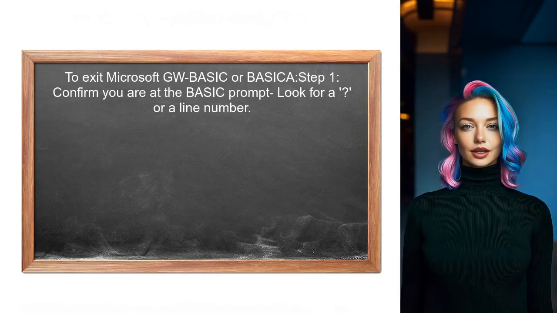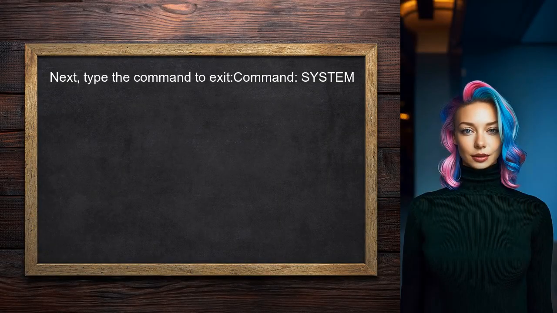To exit Microsoft GW-BASIC, IBM BASICA, or similar dialects of BASIC, the user should first ensure they are at the BASIC prompt. This is typically indicated by a question mark or a line number. Next, the user can type the command SYSTEM at the prompt. This command is specifically designed to exit the BASIC interpreter and return to the operating system.